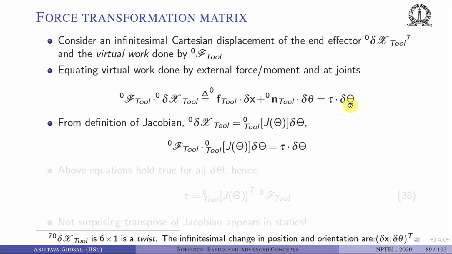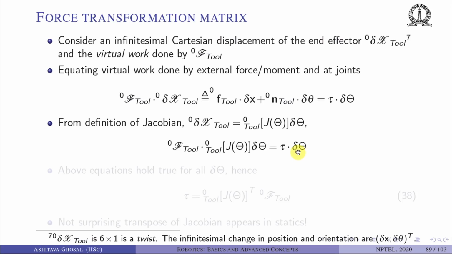So from the definition of the Jacobian, what is the Jacobian? Delta x, the Cartesian displacement, is related to J into delta theta. Okay, so it's very similar to velocity is equal to J into theta dot. So now we can say that this force dot delta x, which is nothing but F dot J into delta theta, is equal to tau dot delta theta.